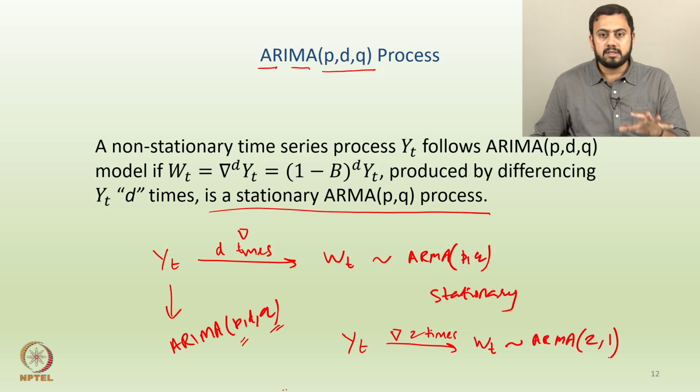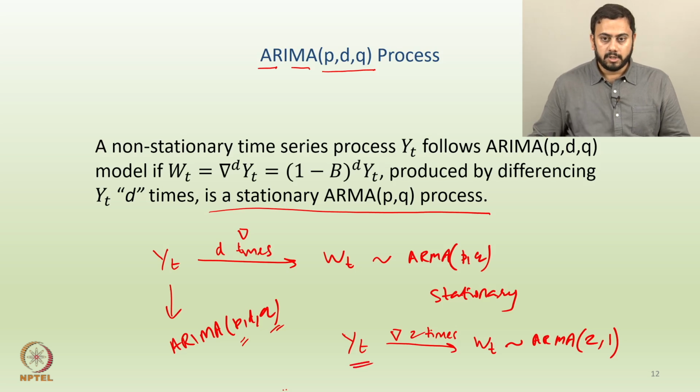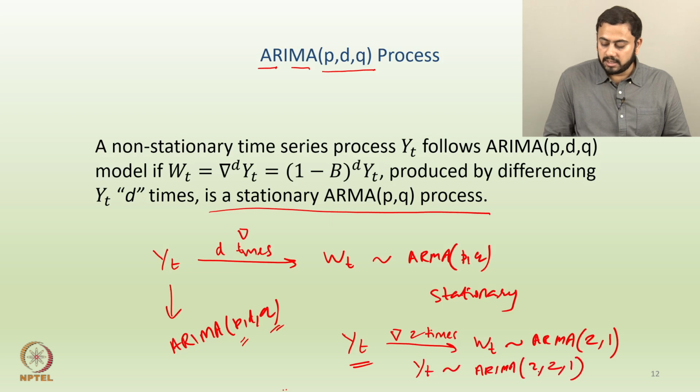Now, just pause the video for a second and tell me what could be the model for the initial time series yt. So, what is the answer? Since you started with yt and applied the differencing operator twice to obtain a stationary ARMA process with orders 2, 1, my initial yt process should be ARIMA with orders 2, 2, 1. Why 2, 2, 1? Because the AR order is 2, the MA order is 1 from the ARMA 2, 1, and since you have differenced twice, the middle order is also 2.